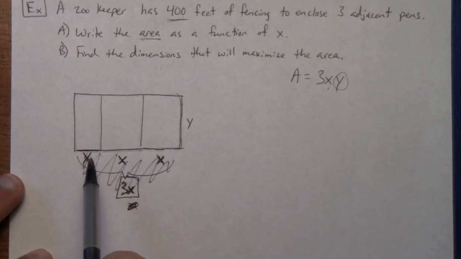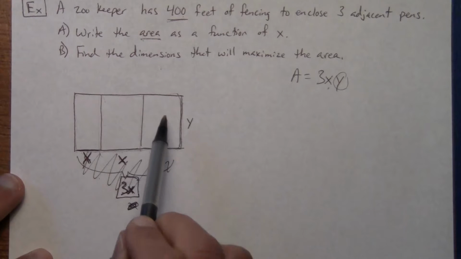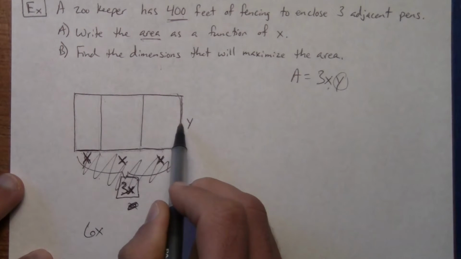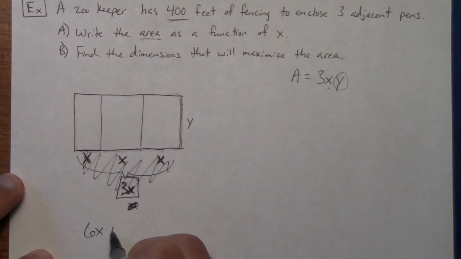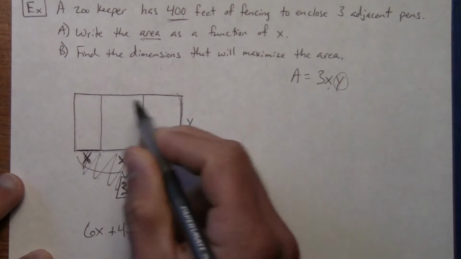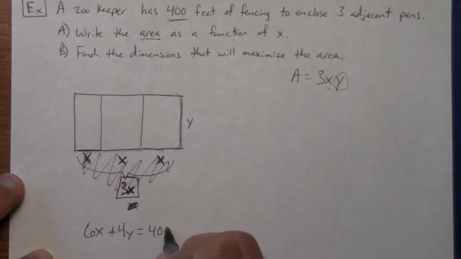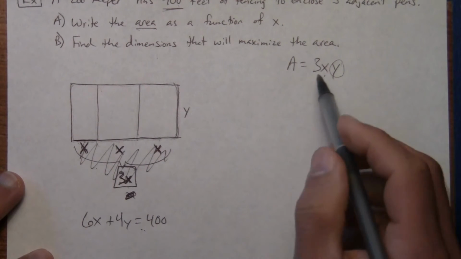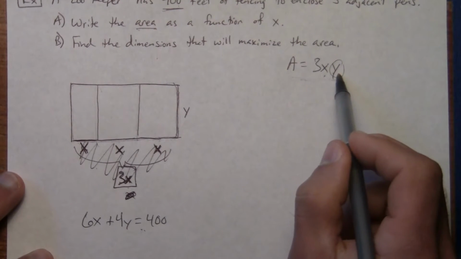Now think about how many of these X's I have. I have 1, 2, 3, 4, 5, 6 of them. And then think about how many Y's. I have 1, 2, 3, 4 of them. And they're saying that all of those sides added together is going to equal 400. Now again, why would they give me that? Well, here's what I want for a final answer, but I don't want Y there.